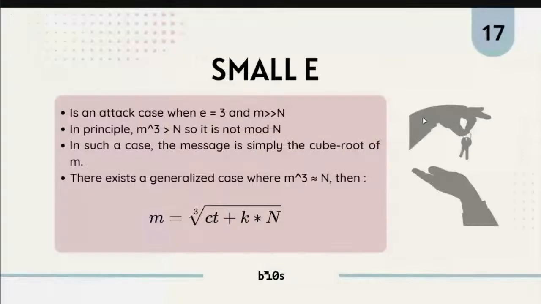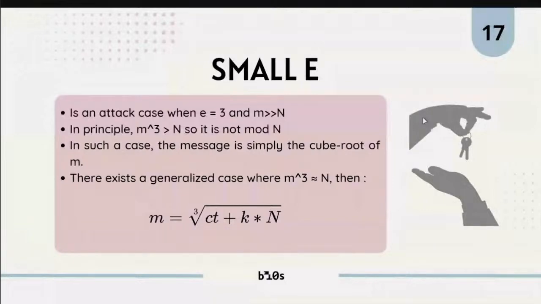Now we'll be going through something called small e. In this attack case, e is equal to 3, and you see some fancy notation: m much less than n. What does that mean? Let's say your e is equal to 3, a very small public exponent, and your message just so happens to be very tiny.